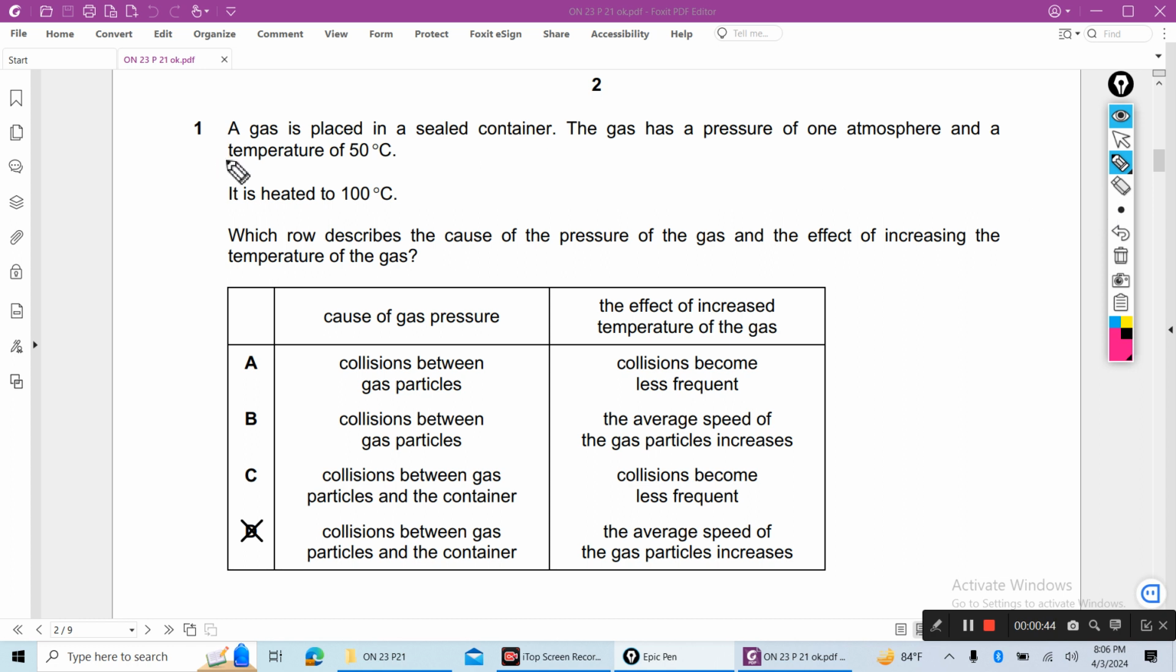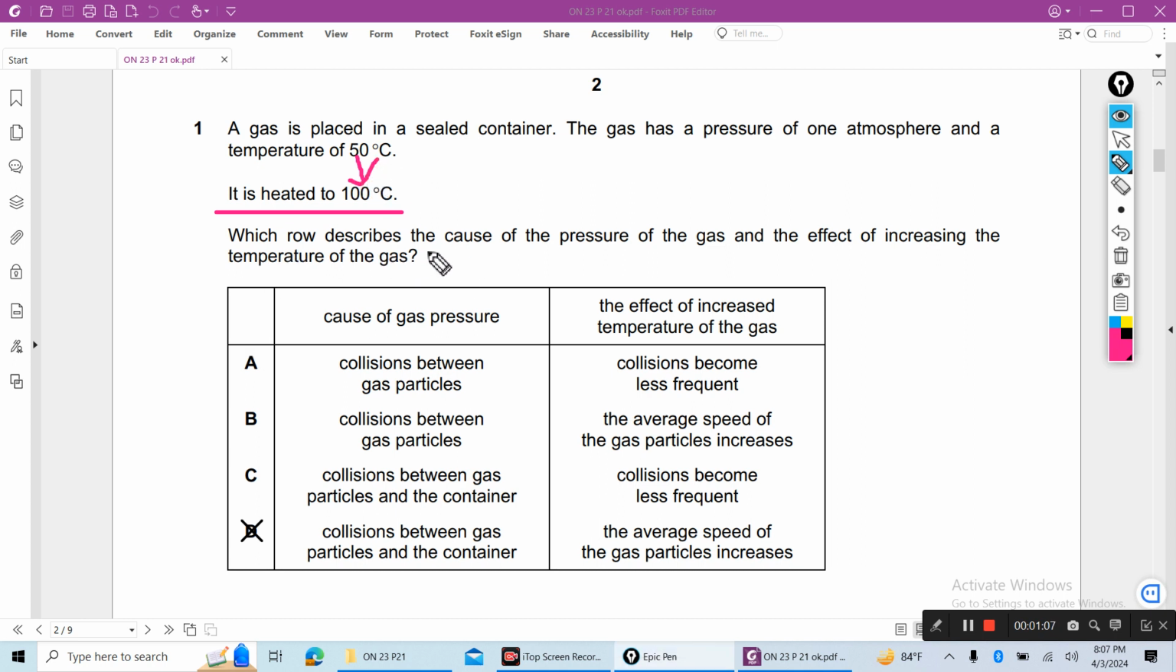Number 1. A gas is placed in a sealed container. The gas has a pressure of 1 atmosphere and a temperature of 50 degrees centigrade. Then it is heated to 100 degrees centigrade. Temperature is increased.